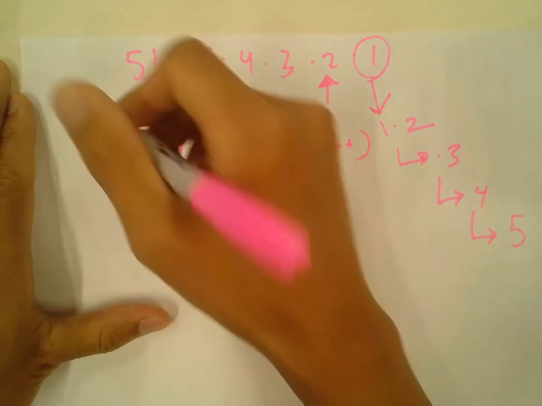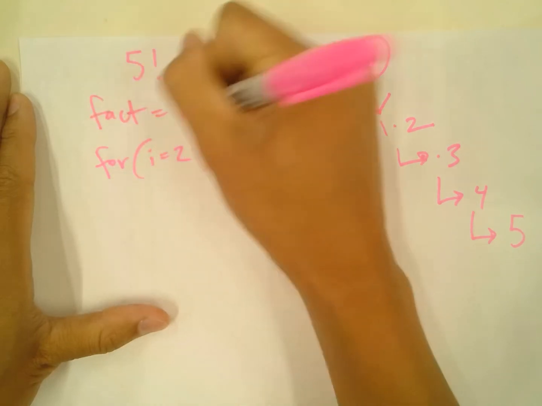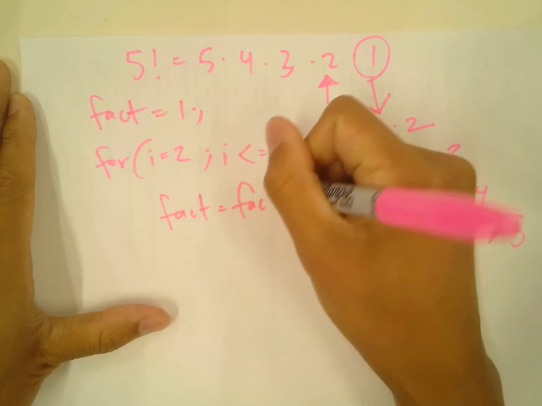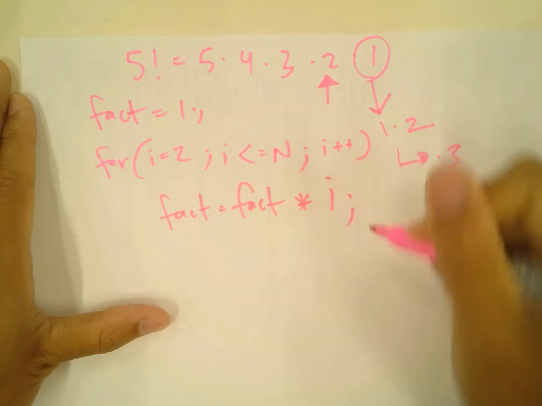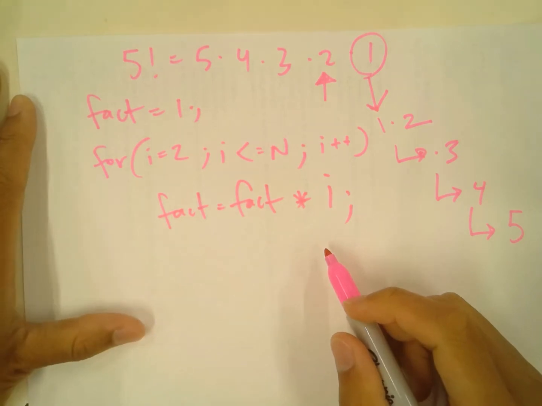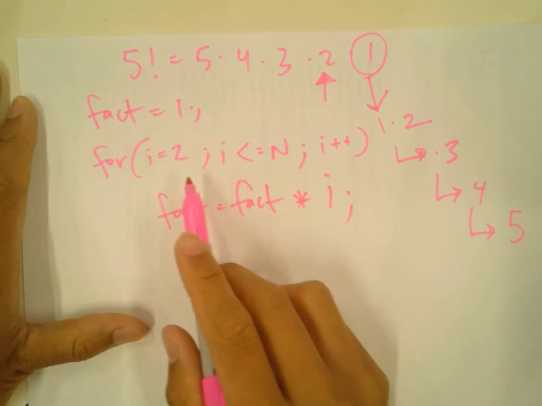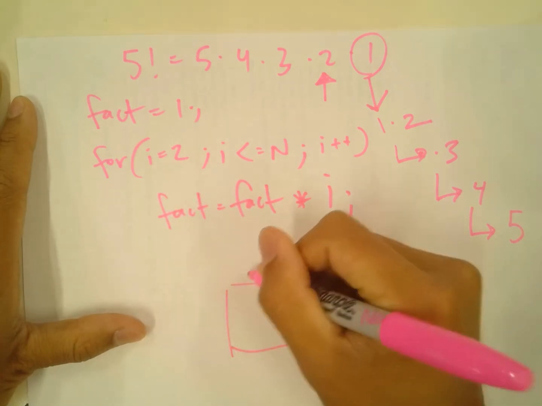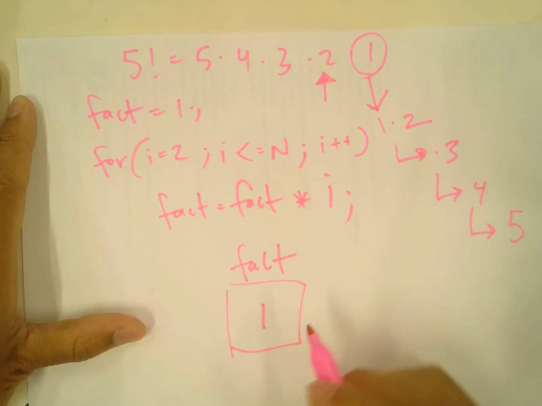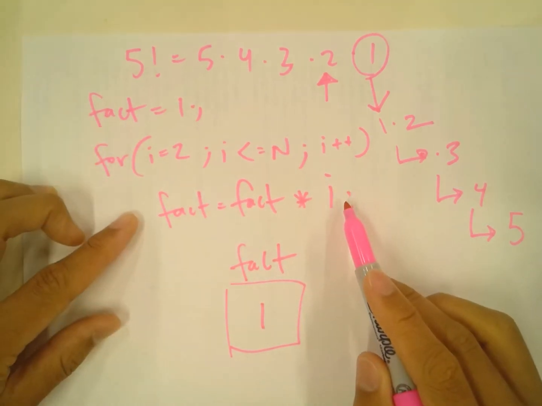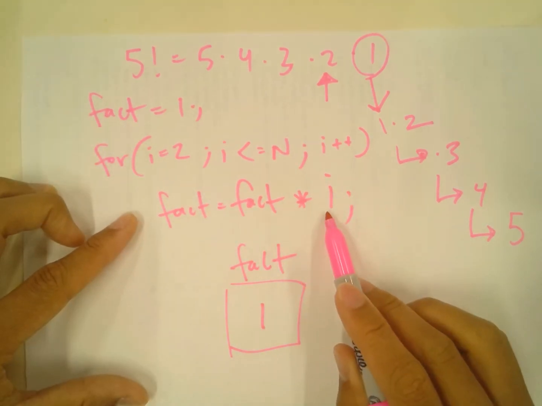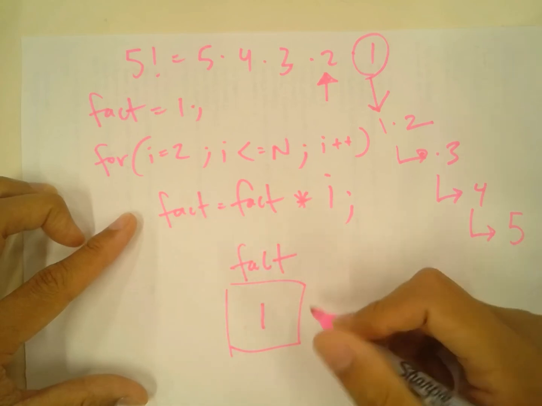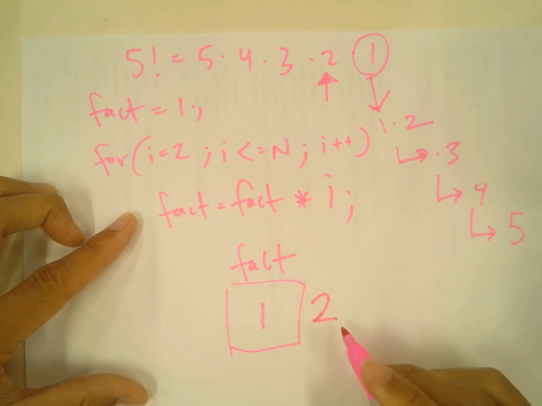Right? So the way that's going to go is we'll have a fact variable, set it equal to 1, and in here we could say fact is equal to fact times i. So how will this play out? Well, at the start, fact is equal to 1. It iterates through the loop, and 1 times i, which is 2, is saved in fact. So it's no longer going to be equal to 1, it's going to be equal to 2.